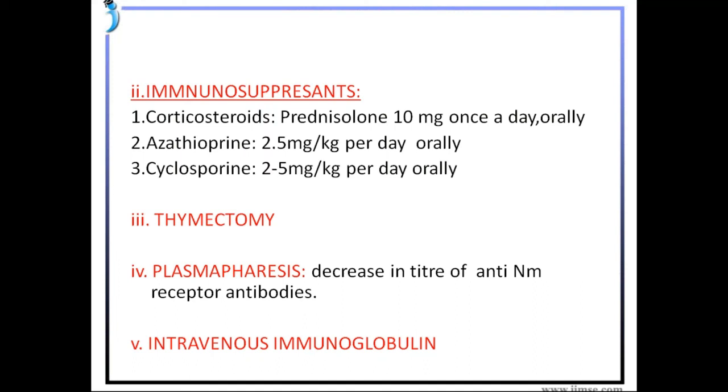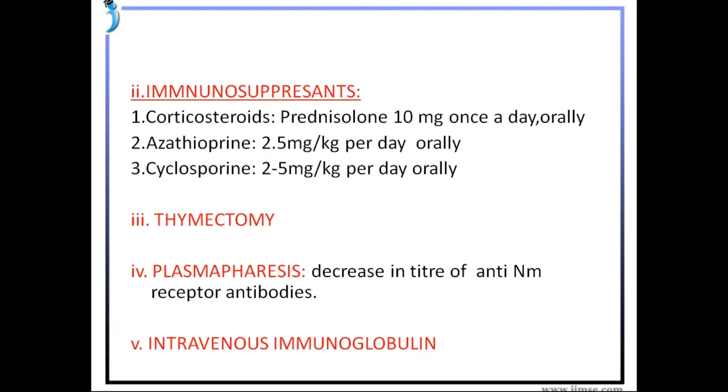When is thymectomy advised? Whenever the myasthenia is associated with thymoma, or when the disease is not controlled with a combination of prednisolone and anticholinesterase drug, or prednisolone and azathioprine. So whenever the above management is tried and the patient is still not responding, in such patients we can resect the thymus. Remember one thing: we should make sure that there is an abnormality in the thymus. Whenever we see a thymus abnormality on a CT, and the above medical management is already given, only then can we try thymectomy.